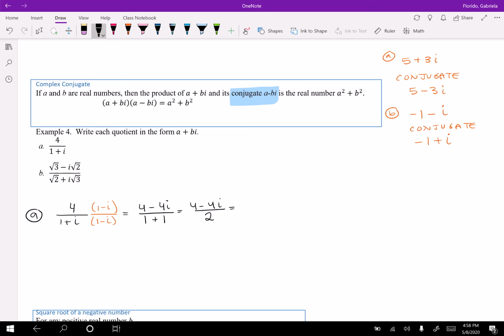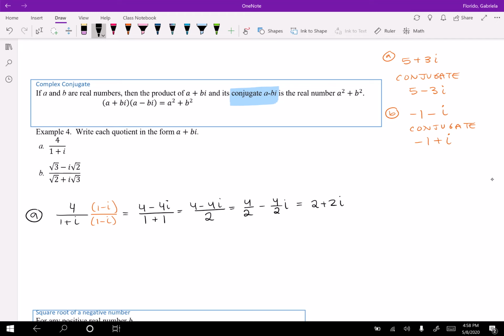So now, because we have just one single number in the denominator, we can actually split this up into two different fractions. So we have 4 over 2 minus 4i over 2. Let's simplify that a little bit. We get 2 minus 2i.